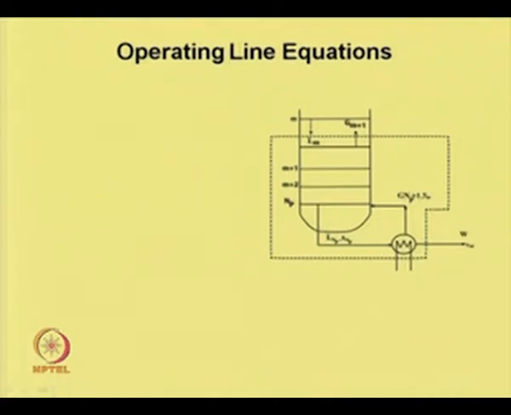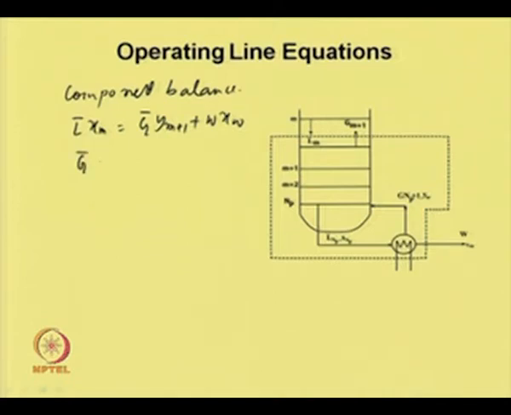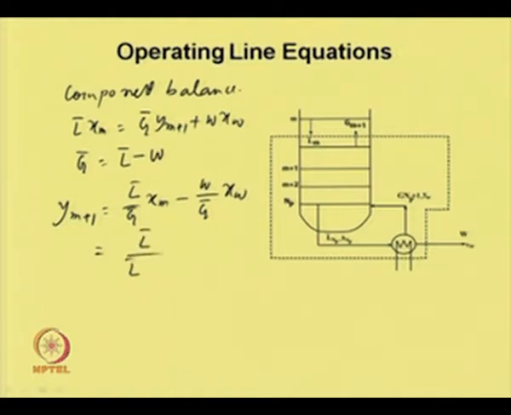Similarly, if we do the balance over the stripping section, we can write the component balance L bar x m is equal to G bar y m plus 1 plus W x W. Now, if we put G bar, the total material balance is L bar minus W. So, we can write y m plus 1 is equal to L bar by G bar into x m minus W by G bar into x W. From which we can write L bar by L bar minus W x m minus W divided by L bar minus W into x W. So, this is the equation of the operating line in the stripping section.